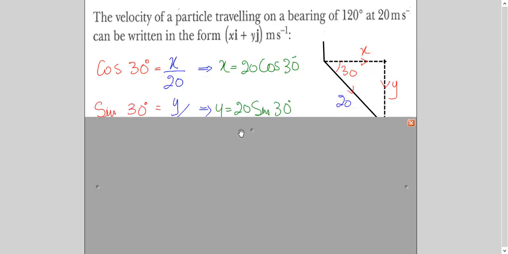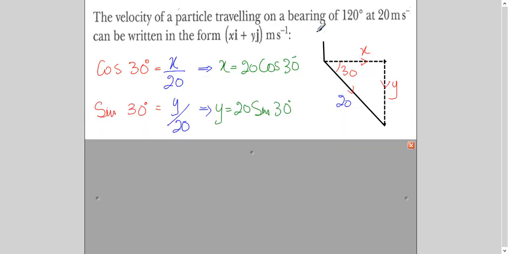Now in this example, we are talking about the particle traveling on a bearing of 120 degree. Now you need to have a concept here. When we are talking about bearing, we always measure from north. So bearing is this whole thing for the velocity of the particle which is traveling in this direction with this magnitude 20. So if this is 120, until here it is 90, so remaining is 30, because when we apply trigonometric ratio, we are looking for a right angle triangle here.